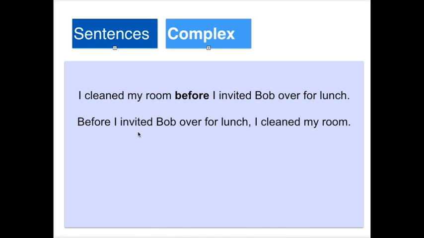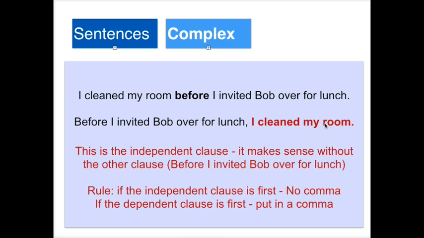Swap it round. Before I invited Bob over for lunch. We need more information. If I was to tell somebody, before I invited Bob over for lunch, and stop there, it wouldn't make any sense. So this is the dependent clause, and if that starts the sentence, we need to put the comma in there before the independent clause. I cleaned my room.